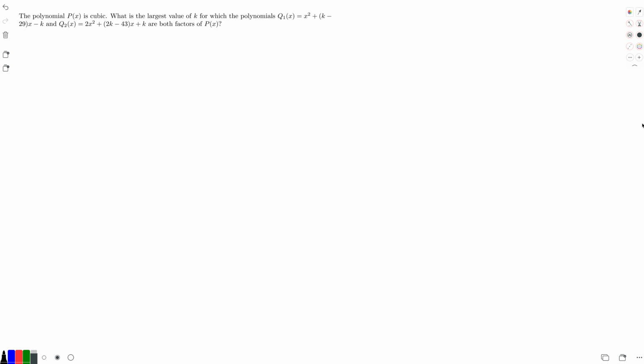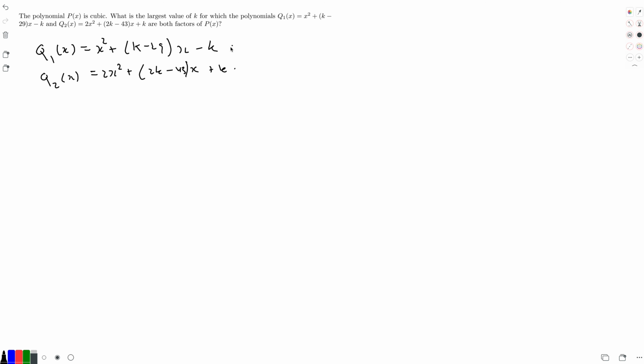This is the 2007 AIME 1 problem 8. Here's a view of this problem. Let p of x be a cubic polynomial. What is the largest value of k for which the polynomials q1 of x equals x squared plus (k minus 29)x minus k, and q2 of x equals 2x squared plus (2k minus 43)x plus k are both factors of p of x?